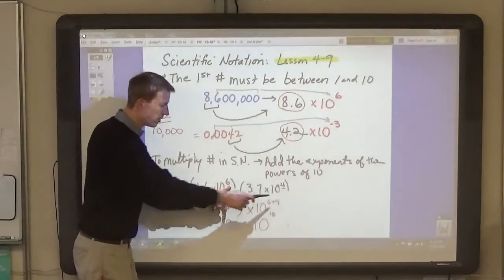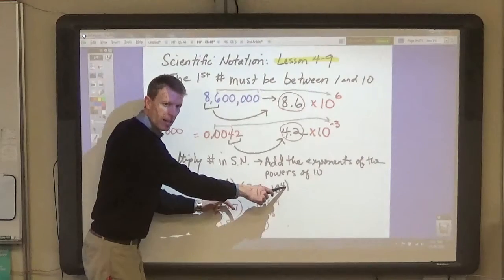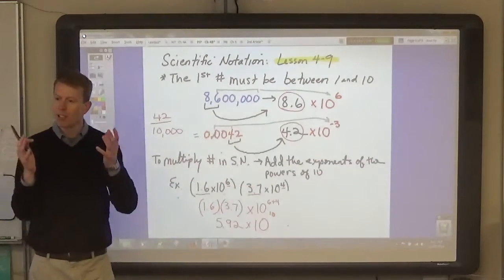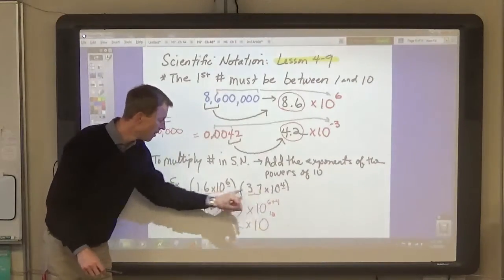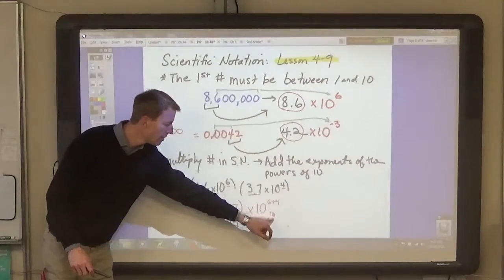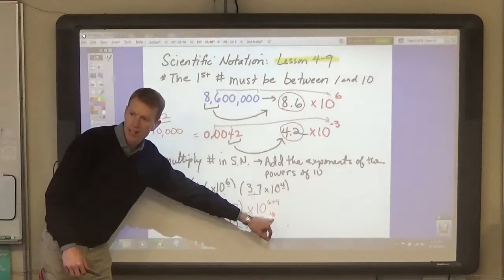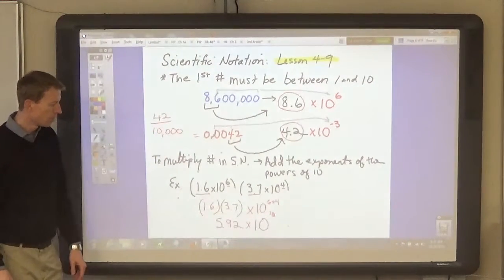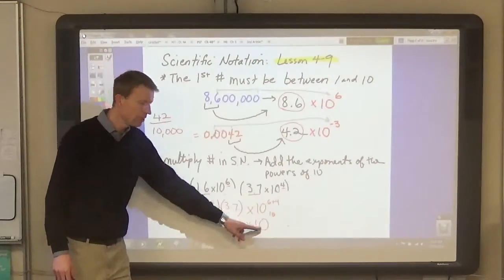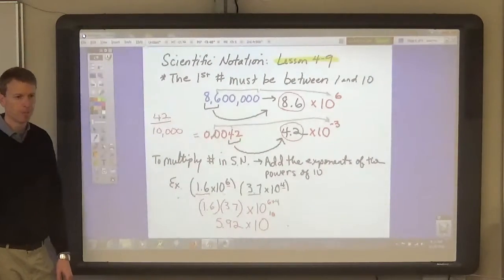The two exponents are 6 and 4. And when you multiply exponents with the same base, the base is 10, you add them together and get the answer. Okay? So this is 5.92 times 10 to the 10th power. Does that make sense? Yeah.